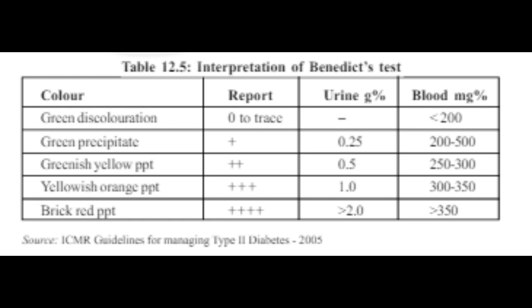It is better to carry out the test in the morning, in the second urine sample. The urinary sample will more or less reflect the blood sugar level. Table 12.5. Interpretation of Benedict's test. Look at the screen. Glycosylated hemoglobin.